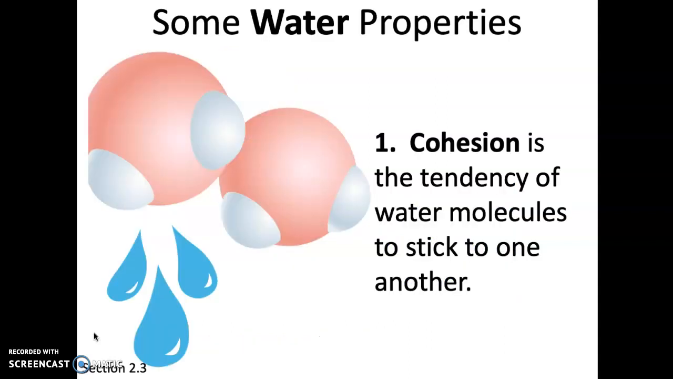So the first thing we want to look at is cohesion. What's that mean? It's the tendency of those water molecules to stick to one another. And we talked about that, right? It's because they have hydrogen bonds. They're going to stick to each other, they're going to bead up. You drop water on a table, it beads up. So that's cohesion, right? Water molecules stick to one another, not to something else, but to one another.